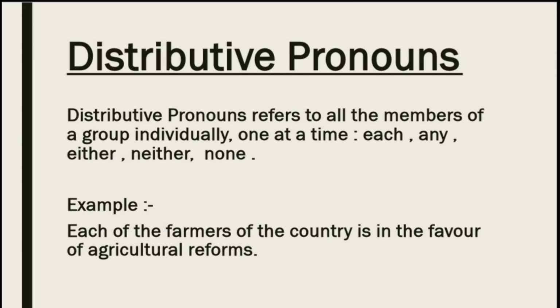Distributive pronouns refer to all the members of a group individually, one at a time: each, any, either, neither, none. So basically, distributives are a group of words in English grammar that discuss the division of a group, specifically dealt with one at a time.